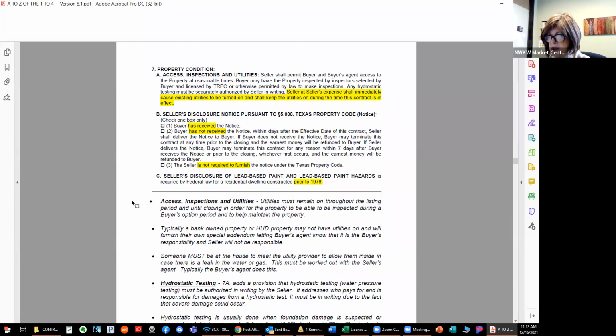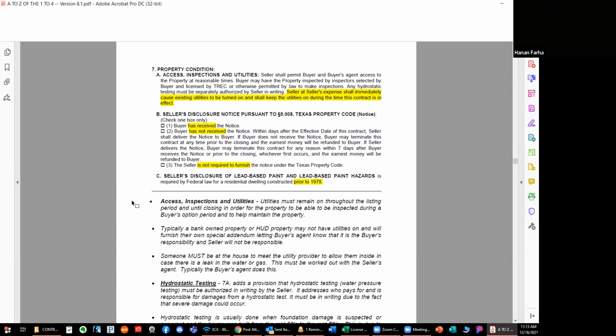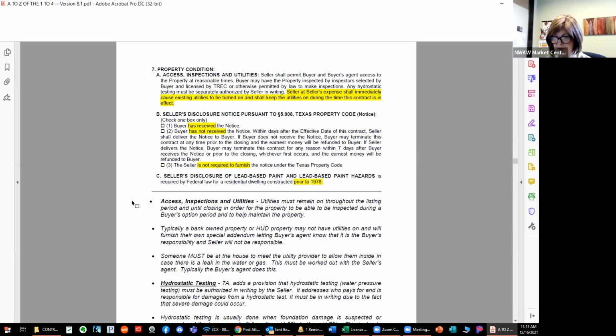Next is property condition, about access for inspections and utilities. And what it's saying is utilities must remain on throughout the listing period. People want to cut the utilities off and they don't want to have to pay anymore. But if they have it on the market to sell, they must keep the utilities on. So if someone wants to go in and make an offer and then have inspections, the utilities are on for them to have a complete inspection. It says utilities must remain on throughout the listing period and until closing in order for the property to be able to be inspected during a buyer's option period and to help maintain the property.